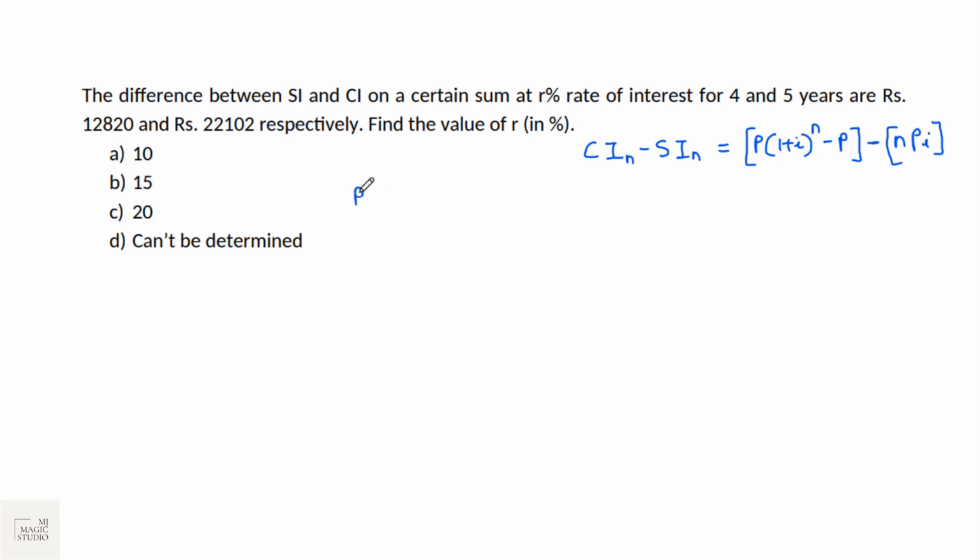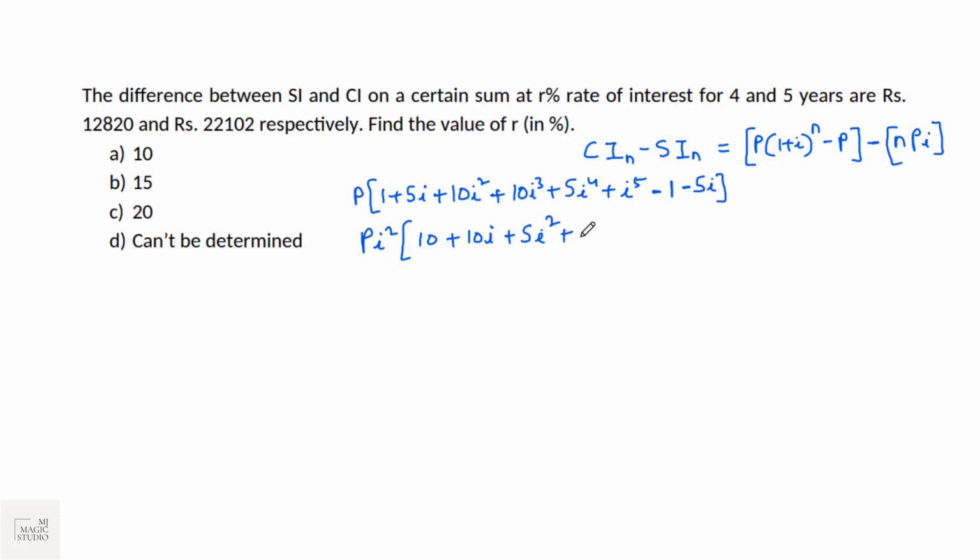So it would be P into 1 plus I to the power 5, that is 1 plus 5I plus 10I square plus 10I cube plus 5I to the power 4 plus I to the power 5 minus 1 minus 5I. So these two gone. This is P into I square into 10 plus 10I plus 5I square plus I to the power 3. This is equals to 22102.